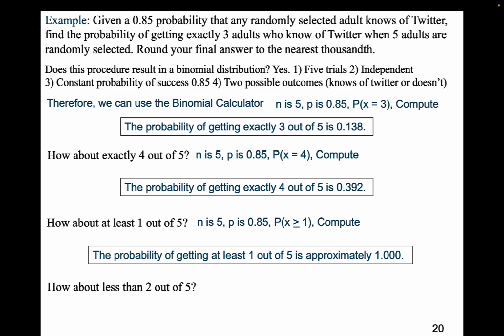What if we're asked with the probability of selecting 5 adults at random and less than 2 of them knowing of Twitter. In this case, n remains 5, p remains 0.85, but our probability of x needs to represent less than 2. So x is, we use this inequality, the less than sign, and 2, and then we run it.